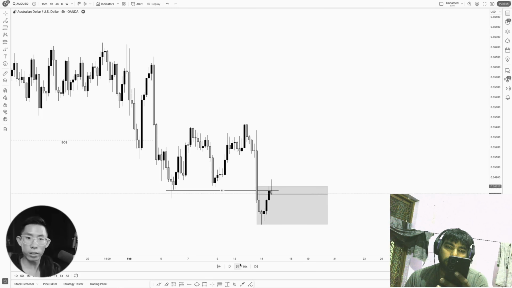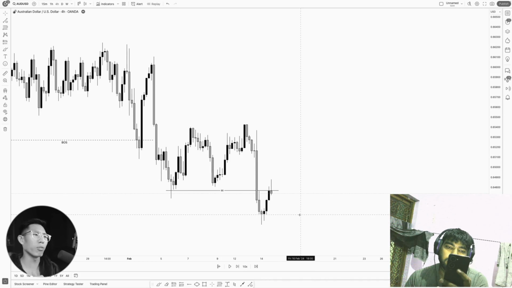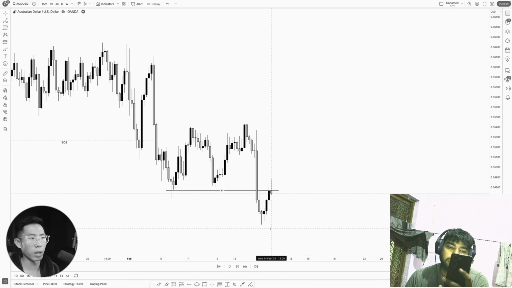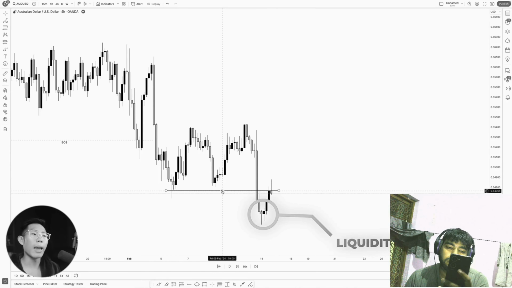When both sides, the buyers and the sellers, the retail traders, are completely out of the market, smart money was able to grab liquidity right now. So in this scenario, instead of entering for a buy here or a sell here, you should have been very patient to wait for price to actually break past the equal lows right here and create what we call your liquidity sweep, which I showed you guys just now, before entering for the trade.